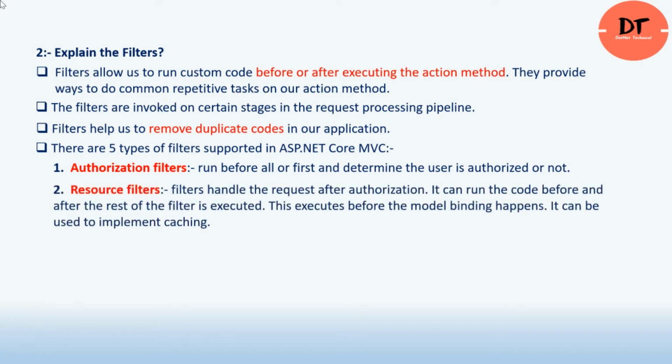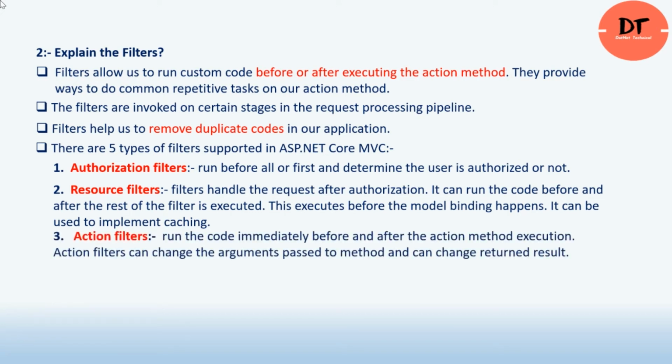The next one is the resource filter. The resource filter handles the request after authorization. So resource filters are executed after the authorization filter is executed. It can run code before and after the rest of the filters are executed. This executes before model binding happens. It can be used to implement caching.